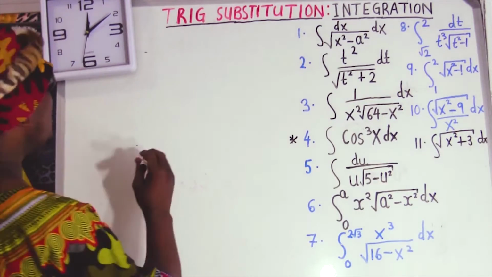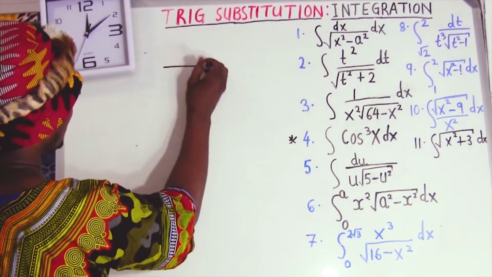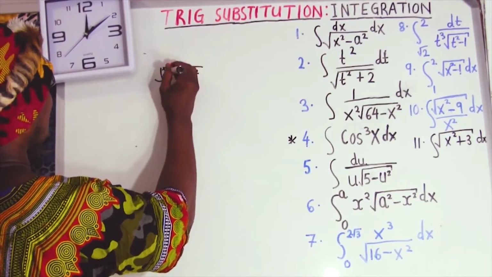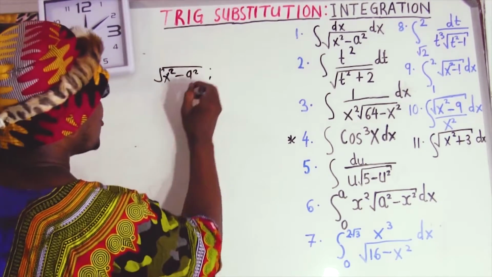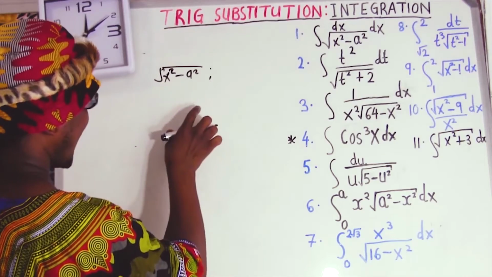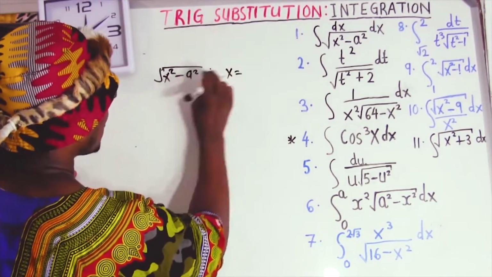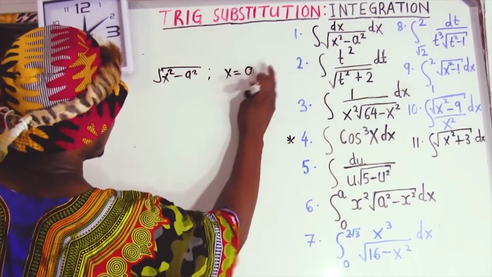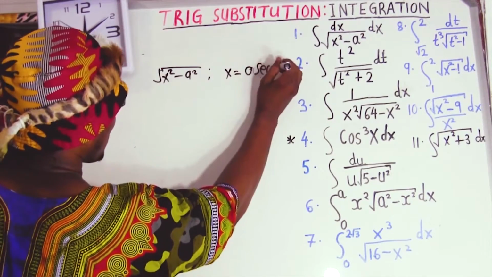So, look here. Don't worry about the ratio itself. If you have this format, let's say x squared minus a squared, if you start with the x, then you know this is going to be sec. So you say x equals a sec of angle.